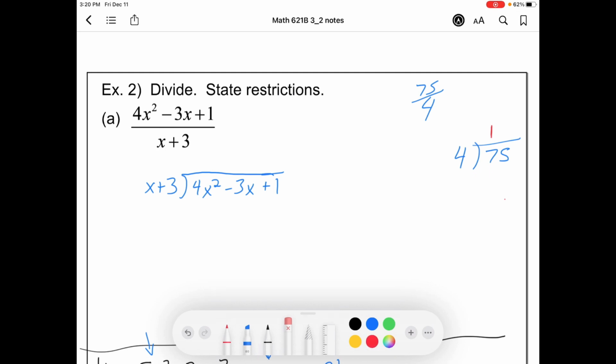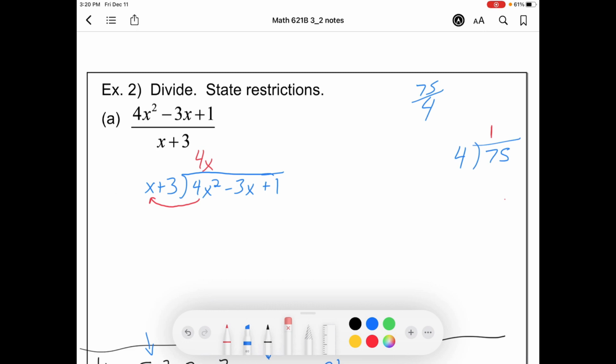We're going to do the same thing if we look at polynomials. So I've got a 4x squared, I'm going to ask myself, what happens if I take 4x squared and divide it by x? I'm only going to care about the first term for now. If I take 4x squared and divide it by x, I'm going to get 4x. Just like over here, we were basically going 7 over 4 and saying, oh, that's 1 and a bit.